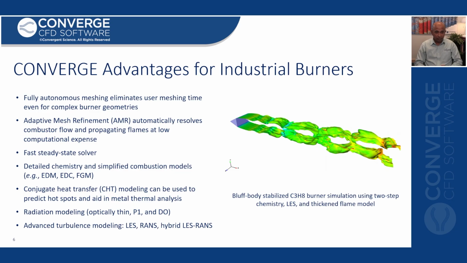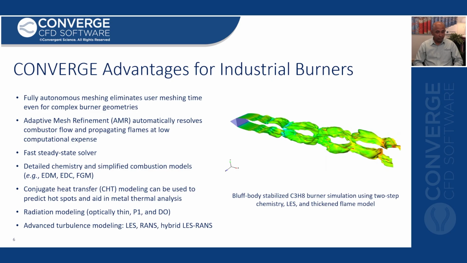With Converge, you have access to fast steady-state solvers that work with combustion. We have a detailed chemistry solver that's pretty accurate, but sometimes if the number of species is large, it could take time. So for that, we have all the required simplified combustion models as well: the eddy dissipation concept model, the eddy dissipation model, and the FGM, flamelet generated manifold, model, so you can run simulations really, really fast.